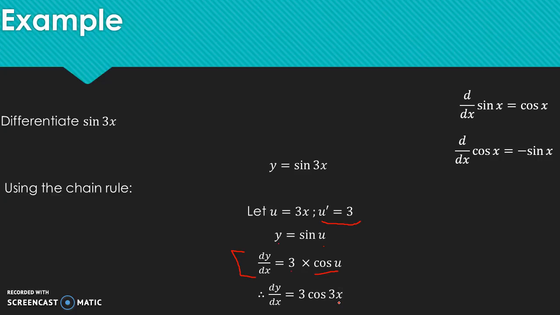Okay, so things to remember is that 3x, you can put brackets around it like that, and if it's like that, we need to use the chain rule. If this was just sine x, we don't need to use the chain rule, but because it is sine 3x, we need to use the chain rule. And it's just substituting u for what's inside those brackets.